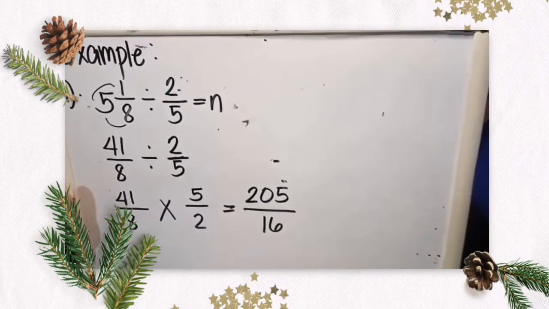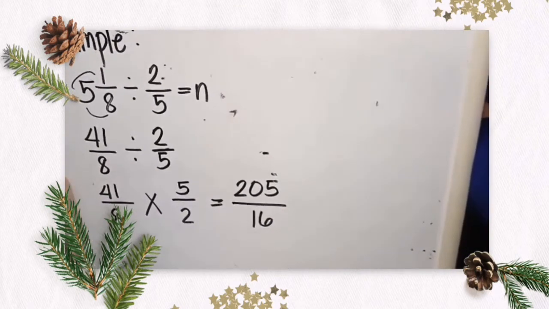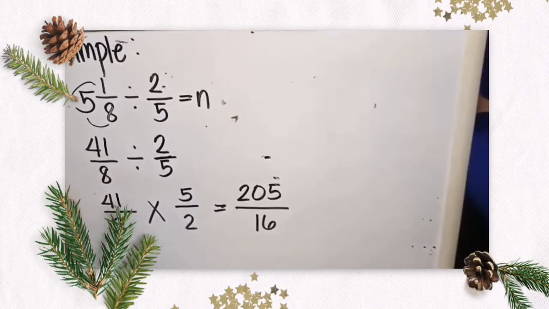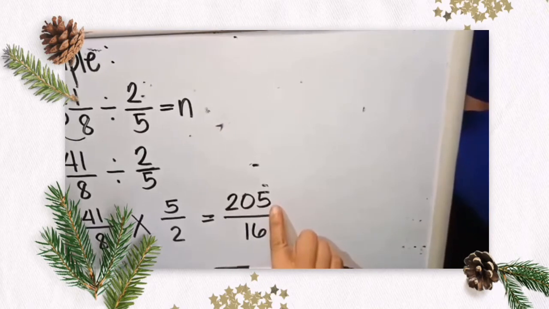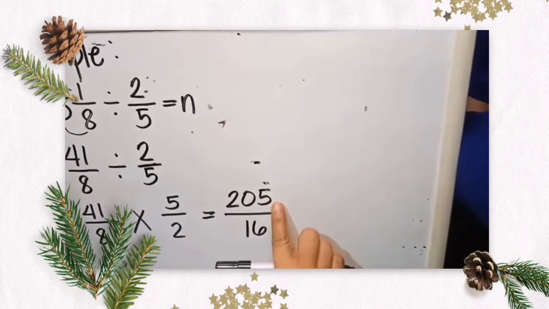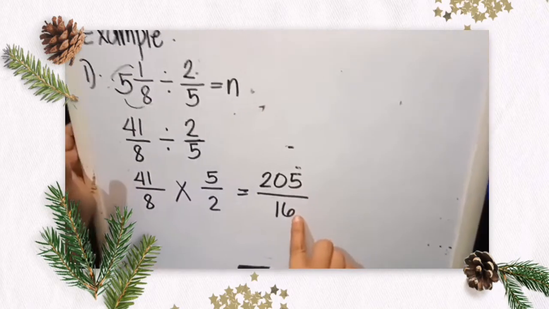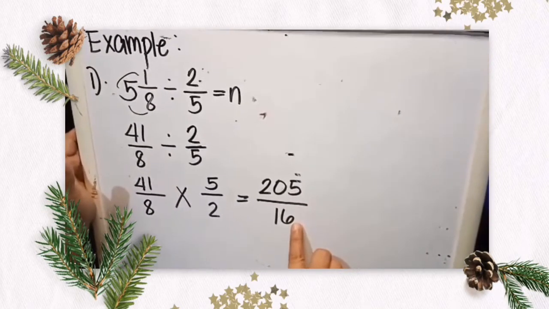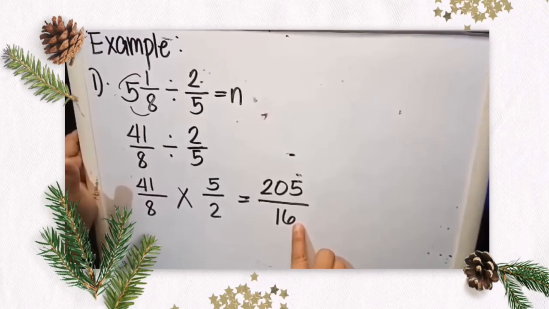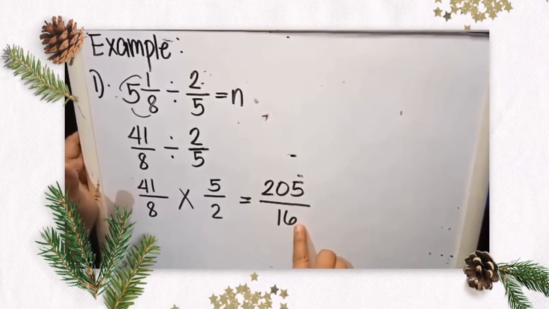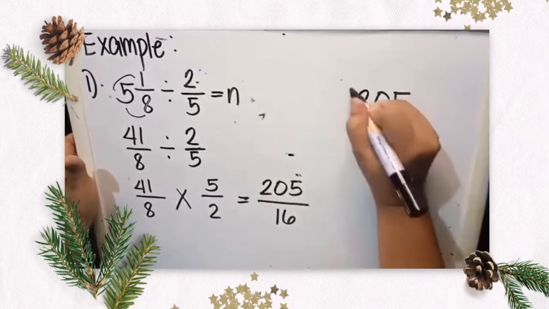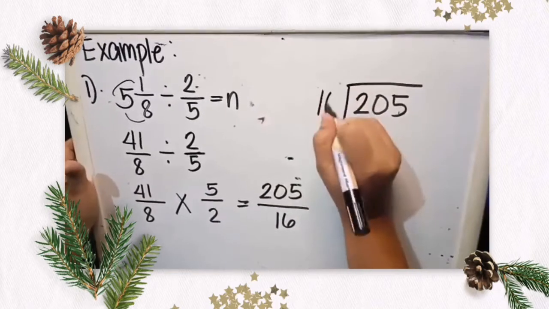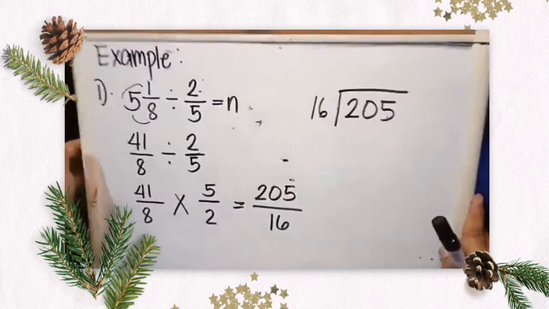Unsa imong na-observe sa imong answer? Improper fraction. Nganong improper fraction man? Kay dako ang imong numerator, I mean nga 205 kaysa imong denominator nga 16. So unsay buhaton? You divide para mahimo siyang ma-change nimo siya into mixed number. So you divide 205 divided by 16. Tagsa-tagsa a.